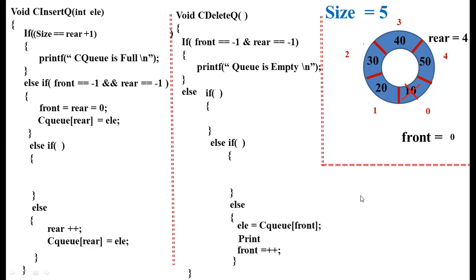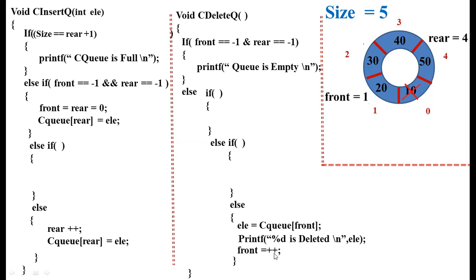For that, we are going to use the print command: printf %d is deleted, and there we present the element. I have already collected the front element into ELE. So 10 is deleted, it will display. Then it will do front plus plus, so now my front value will become 1.